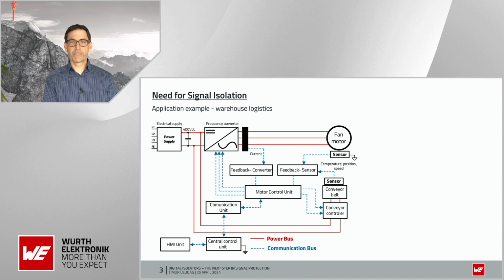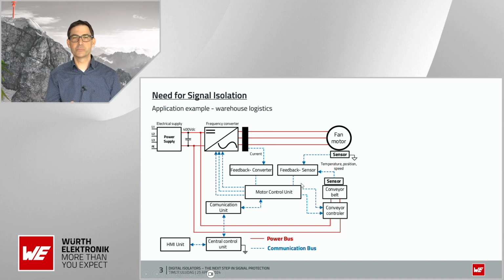So what happens if you measure a temperature, and this temperature information will be some millivolts only, and it's going to be forwarded to the central control unit. And the central control unit has a different potential than the sensor. Then the information can get lost due to the fact that you have different ground potentials.